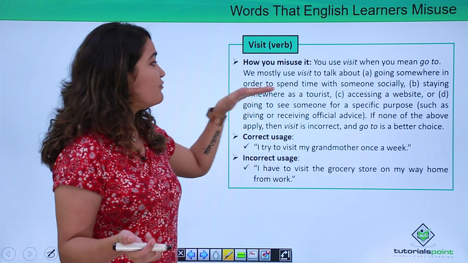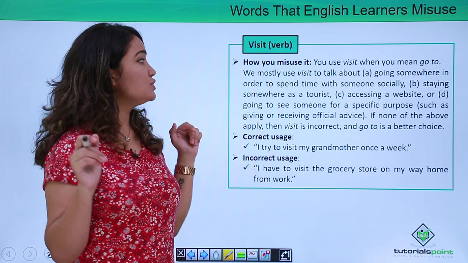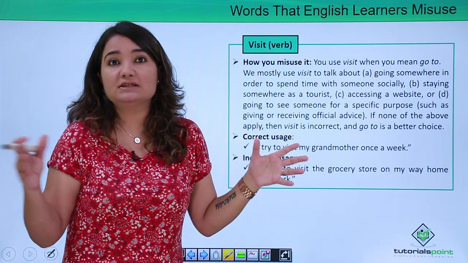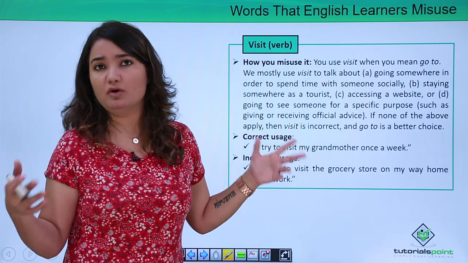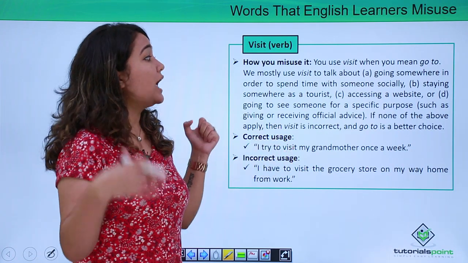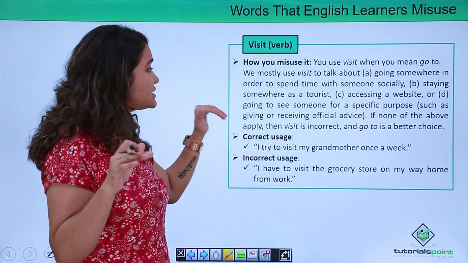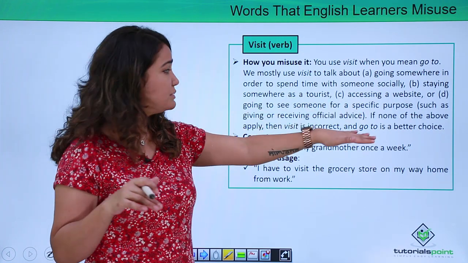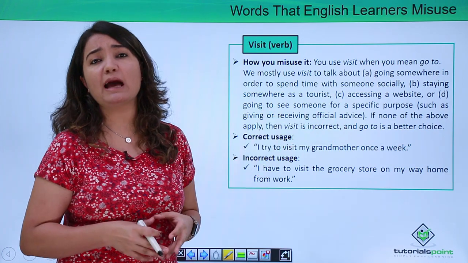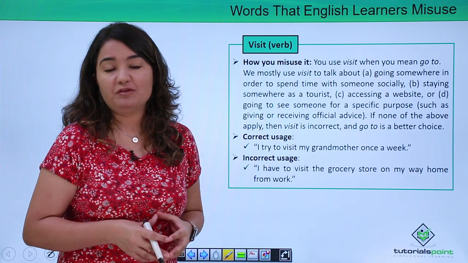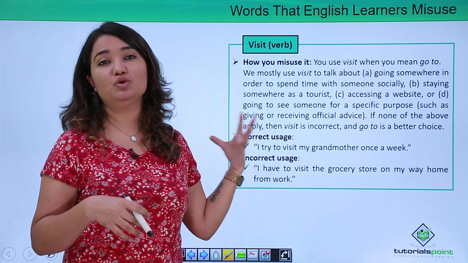Or staying somewhere as a tourist. I visited the US last year, again the correct usage. Accessing a website: I visited the so-and-so website to do a particular course on Java or XYZ, however you want to use it. And the last usage of visit is going to see someone for a specific purpose, such as giving or receiving official advice. I happened to visit my boss before the meeting started. So these are the 4 situations wherein you use visit.